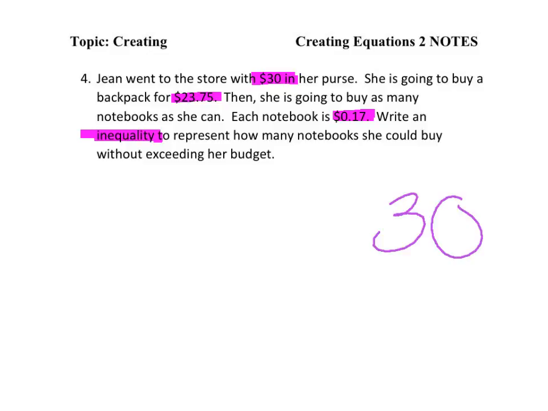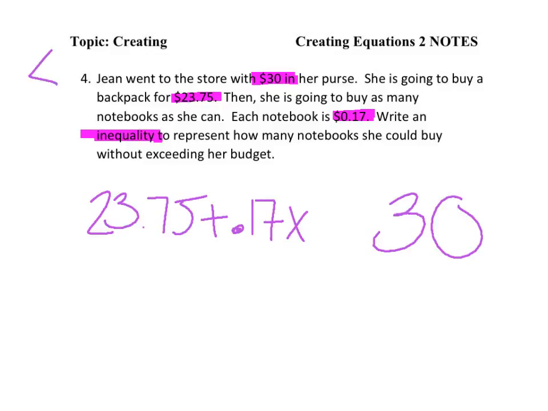Now, with that $30, she bought a backpack for $23.75. And then she added the cost of each notebook, which was 17 cents. Now, do we know how many notebooks? No. So I'm going to use a variable for that situation. Now, here's the tricky part, the inequality. Don't forget the inequality could be less than, greater than, less than or equal to, or greater than or equal to. Let's take a look at the keyword.